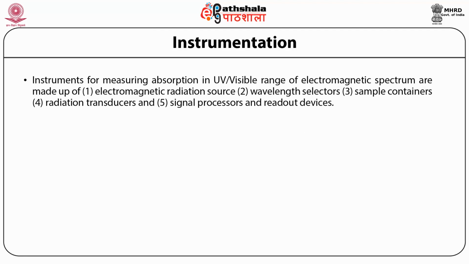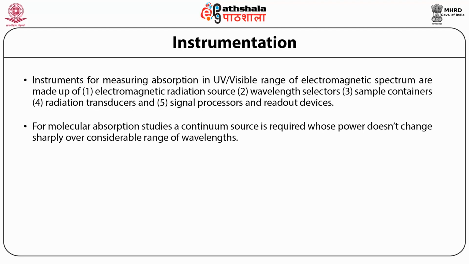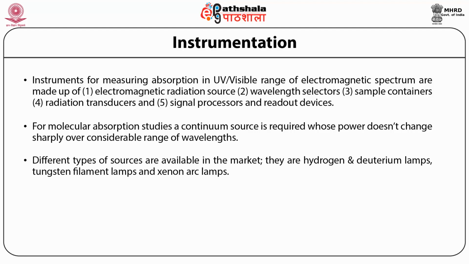Instrumentation. Instruments for measuring absorption in the UV visible range of the electromagnetic spectrum are made up of, first, an electromagnetic radiation source; second, wavelength selectors; third, sample containers; fourth, radiation transducers; and fifth, signal processing and readout devices. For molecular absorption studies, a continuum source is required whose power doesn't change sharply over a considerable range of wavelengths. Different types of sources are available in the market. They are hydrogen and deuterium lamps, tungsten filament lamps, and xenon arc lamps.